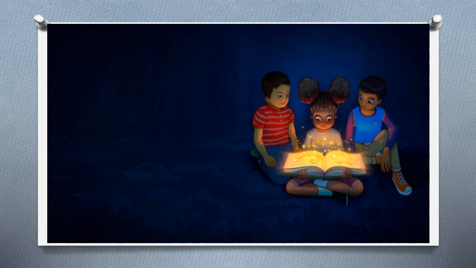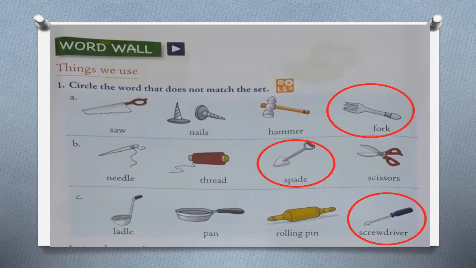So children, let's do exercise work of this chapter. Let's start with the things we use. Circle the word that does not match the set. In the A part, some pictures are given. Circle the word that does not match the set.